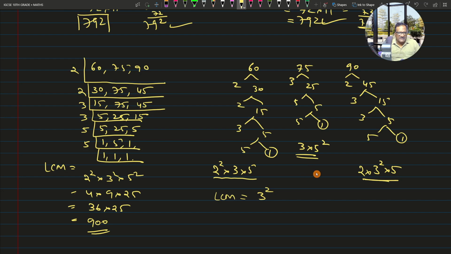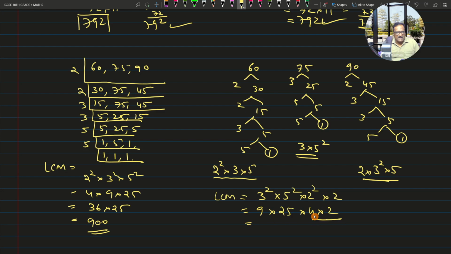So 3 is done. Now 5, let me check. You have 5 raised to 1 over here. You have 5 raised to 2 over here. You have 5 raised to 1 over here. So I'll take 5 raised to 2. Right. So the common ones I have taken. Now what is uncommon left out? Uncommon left out is 2 square from here and 2 from here. Okay, I think now all is covered. So let us work out this. 3 square 9, 5 square 25, 2 square is 4 and this is 2. So this has to be the LCM.